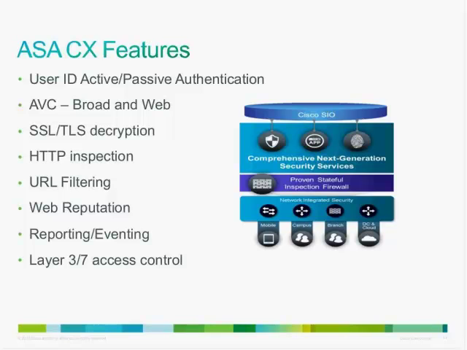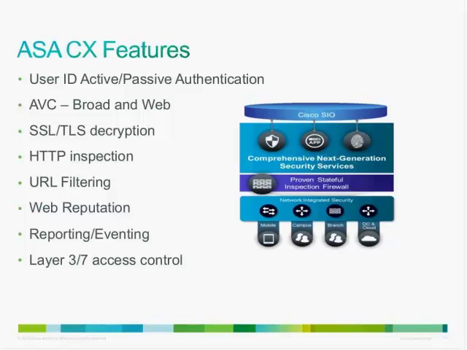The third feature, which I'm sure a lot of people want, is SSL-TLS decryption. What that means is that you can filter HTTPS websites as well using CX, and so if you have any traffic which is tunneled in an SSL tunnel, that is still something that can be inspected by the CX, provided you enable decryption on the CX.